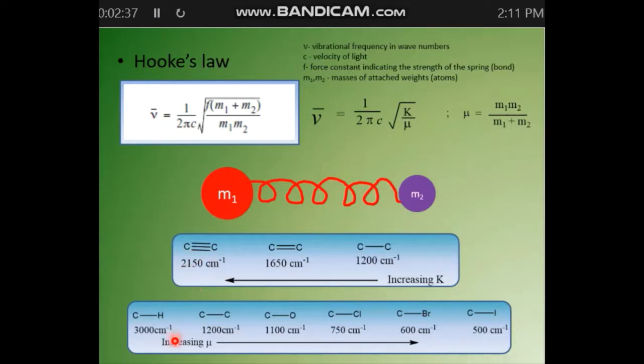And also here, compare the vibrational frequency for carbon and hydrogen, and then carbon and carbon. The hydrogen is comparatively smaller than carbon, so that's why it has higher vibrational frequency. If you compare carbon and chlorine and carbon and bromine, bromine is much bigger than chlorine. So since the bromine is bigger, larger the mass, smaller the vibrational frequency.